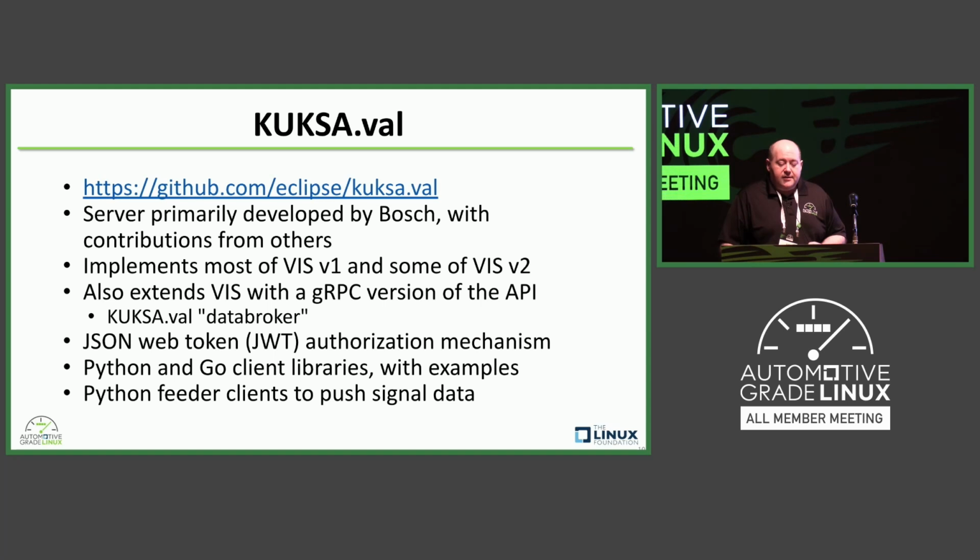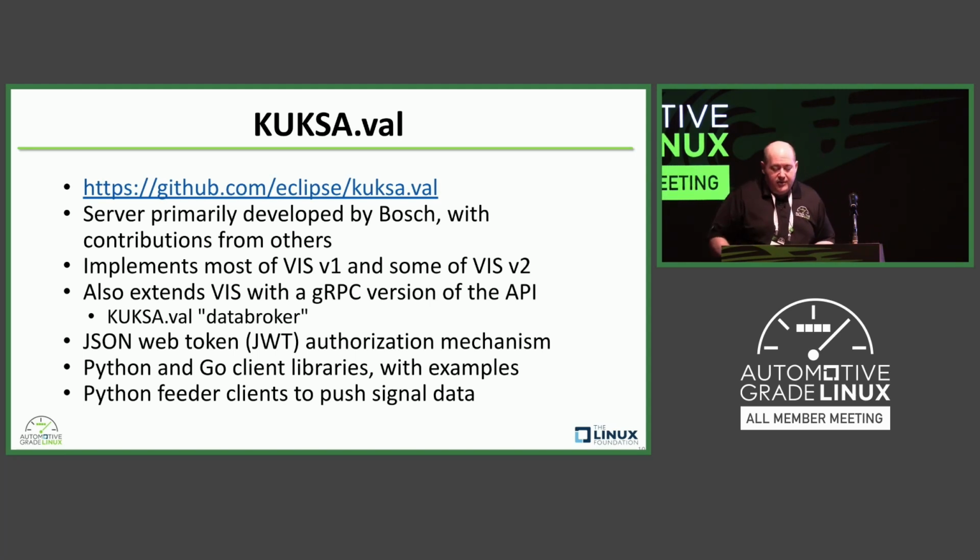The interesting thing about KUKSA.val is it implements most of the vehicle information service spec V1 and some of V2. There's a whole bunch of filtering options that were added in V2 that are quite complicated to implement, and Bosch pretty much decided not to do that. When you get down to it, for relatively straightforward vehicle signaling things, you don't need a lot of that functionality, so you can get away without implementing a lot of it.